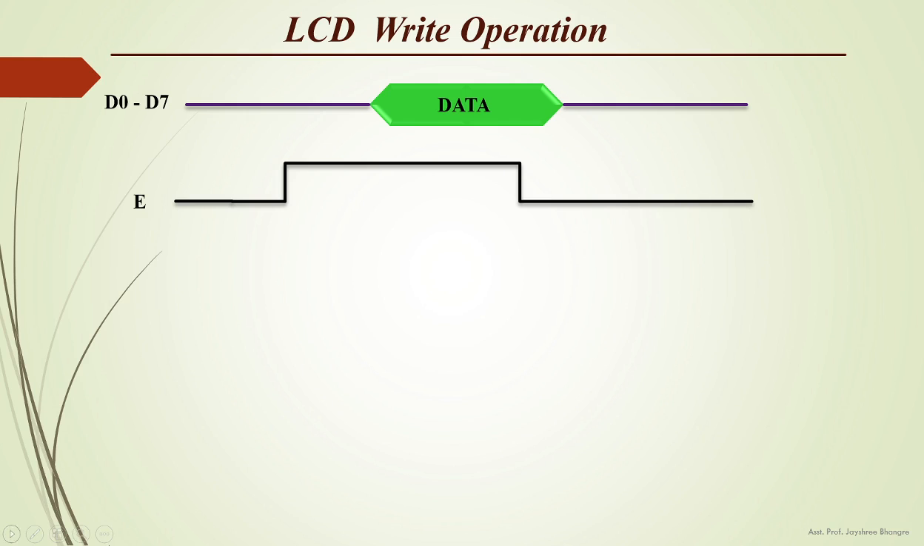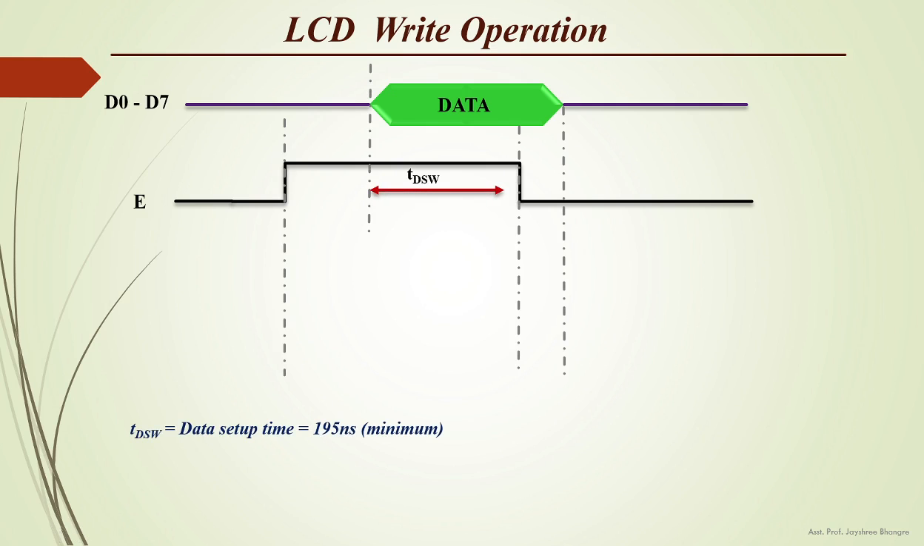So here we are making this enable signal, or we are making this LCD enable, before the data is available on this data line. So the time between when this data is available on the data line and when this enable signal goes down is called TDSW.